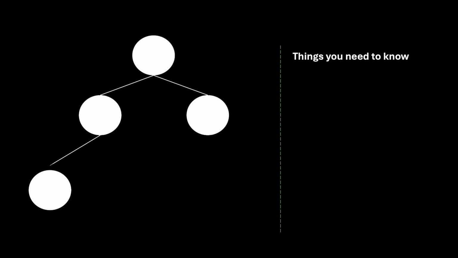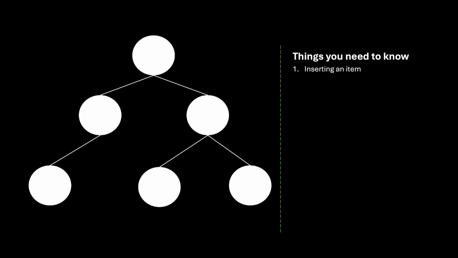So basically, there are only two things that you need to know. First, you need to know how to insert an item into a binary tree. And second, you need to know how to find an item in a binary tree. Before we can look at how to insert an item into a binary tree, we need to first understand how we're going to implement a binary tree.